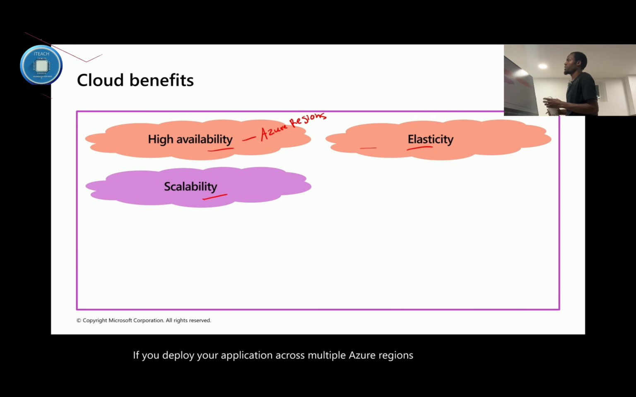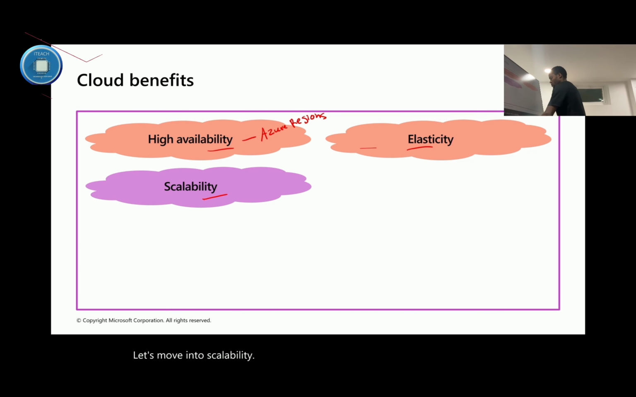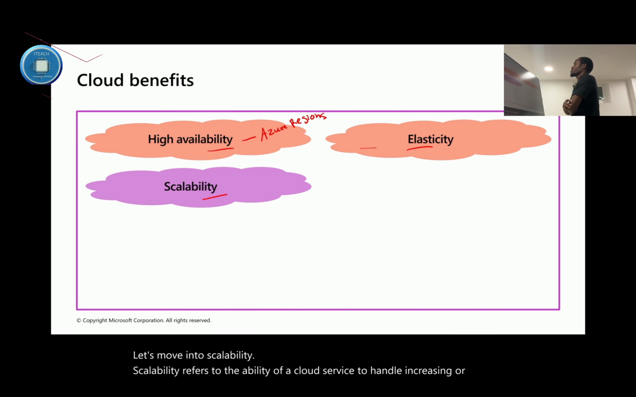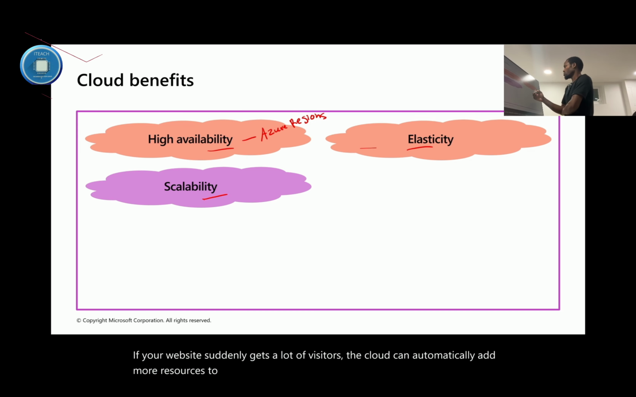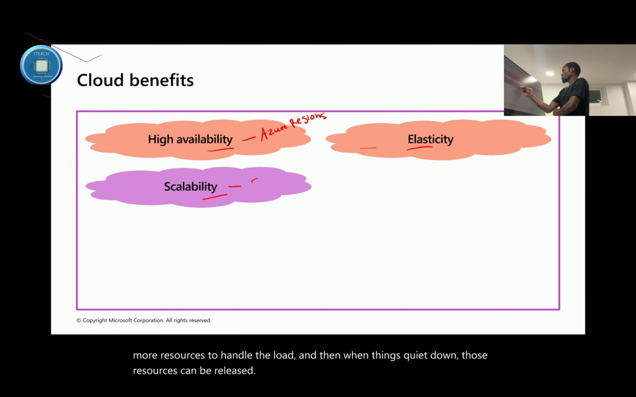Let's move into scalability. Scalability refers to the ability of a cloud service to handle increasing or decreasing demands. If your website suddenly gets a lot of visitors, the cloud can automatically add more resources to handle the load. And then when things quiet down, those resources can be released to keep costs down. Do you want me to go into more depth about this?